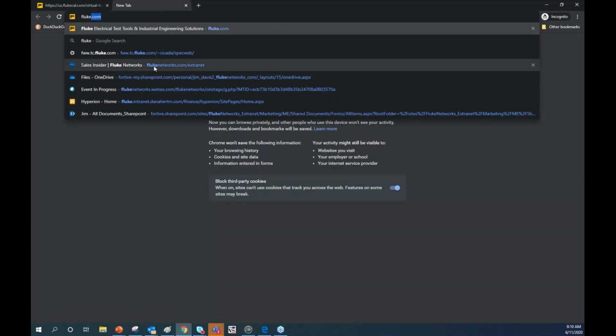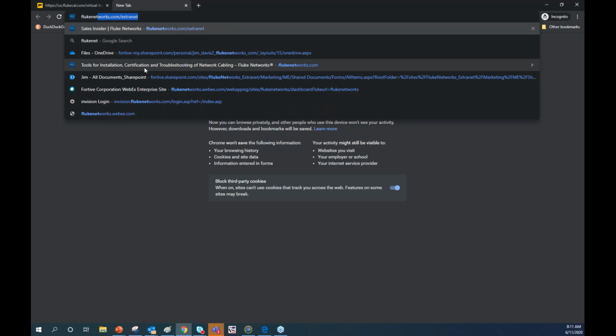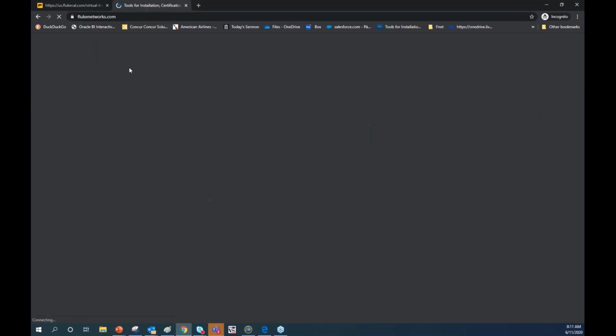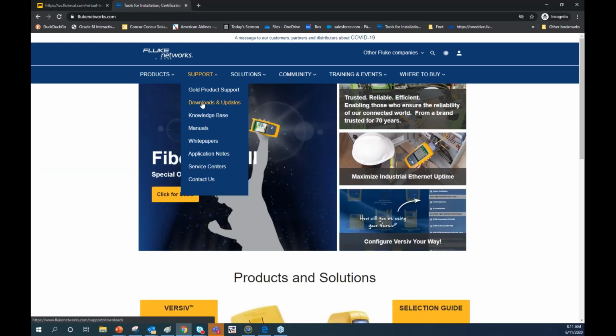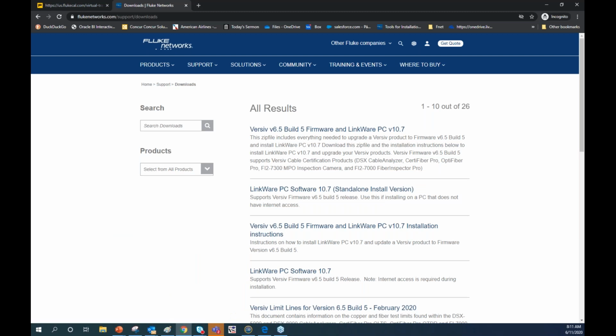On the Fluke Networks webpage, FlukeNetworks.com, in the support and downloads and updates, we're going to have that chart, and it's actually been fairly popular. Here it is, the limit lines, and this has all of the different test limits that are available in the tester. So the TIA, the 568, the 1005, the ISO 11801 tests are all available from that document there.